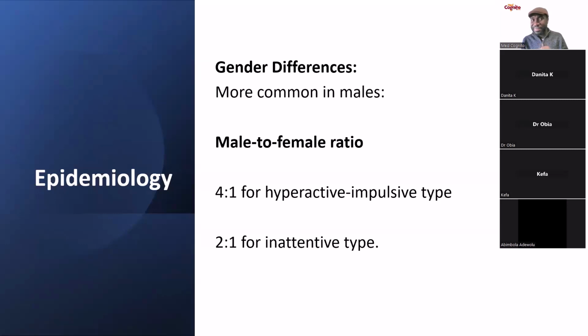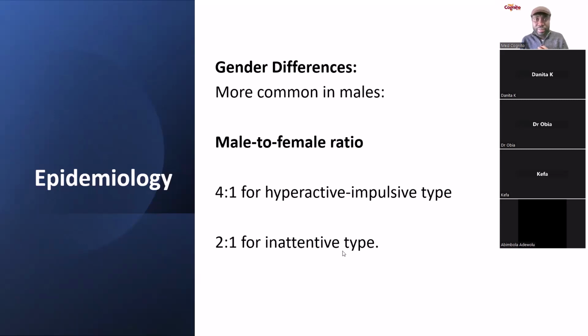Intruding into other children's activities. They interrupt other children. What else? Blurting out answers. Reckless driving, blurting out answers, right? Impulsivity. Okay, what about the inattention type? What are some examples of features there?